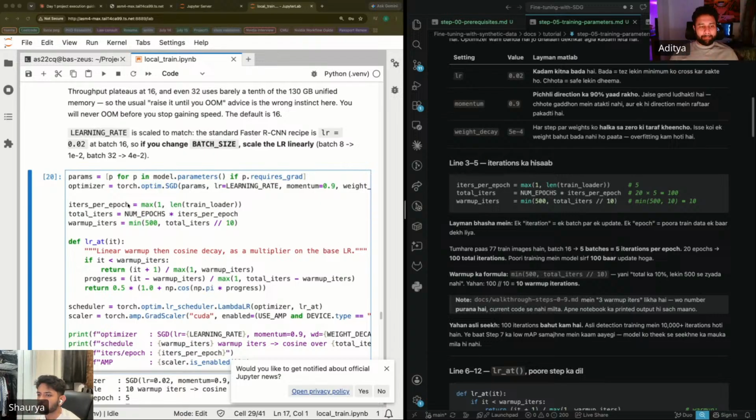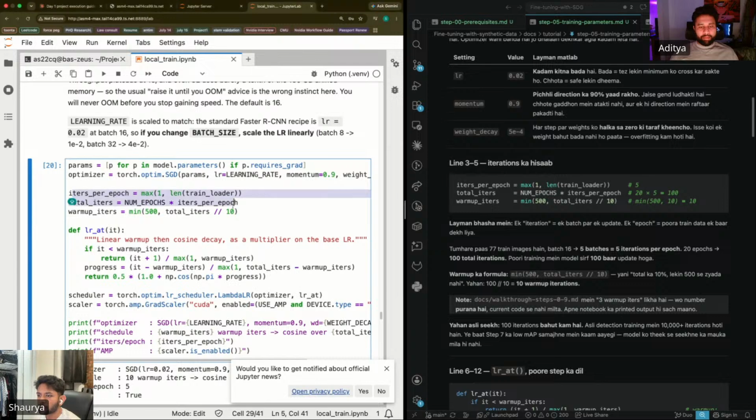And then iters per epoch is total iters divided by num epochs, and warm up iters is equal to min of 500 and total iters divided by 10. एक इटरेशन इज इक्वल टू एक बैच पर एक अपडेट, एक epoch, पूरा ट्रेन डेटा एक बार देख लिया. ओके.